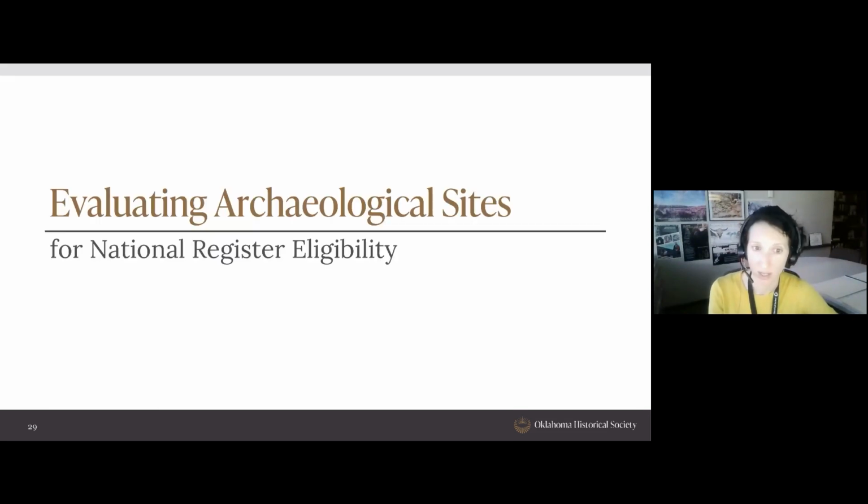At this point, I am going to transition from archaeological evaluation or investigations to evaluations of sites. So this portion of the presentation focuses on the National Park Service National Register Bulletin 36 guidance for evaluating archaeological properties.